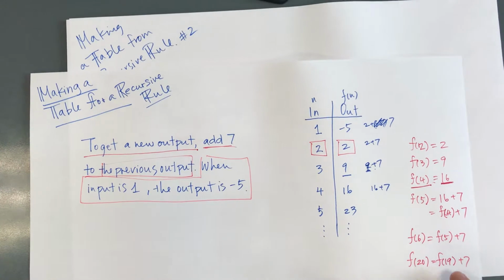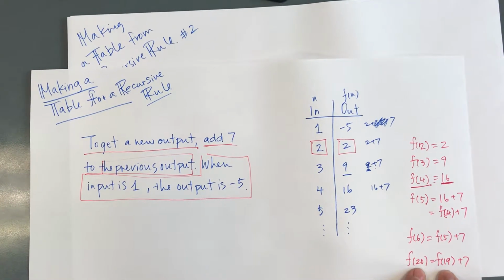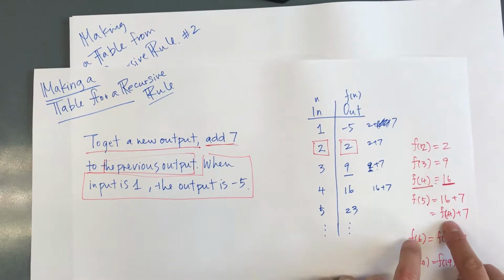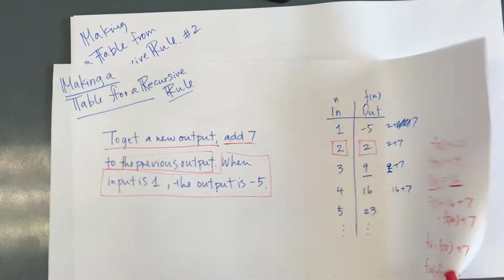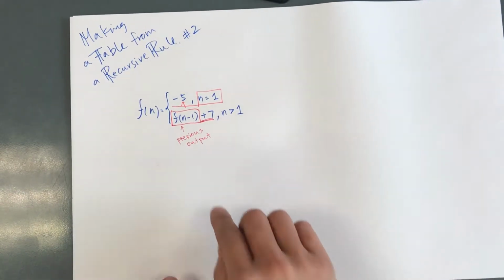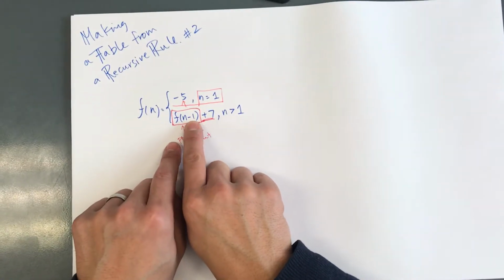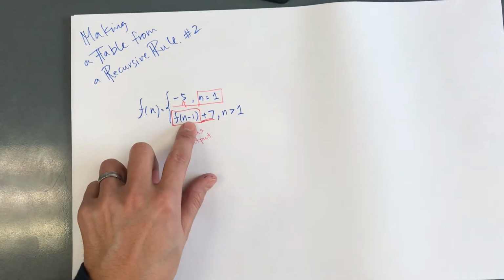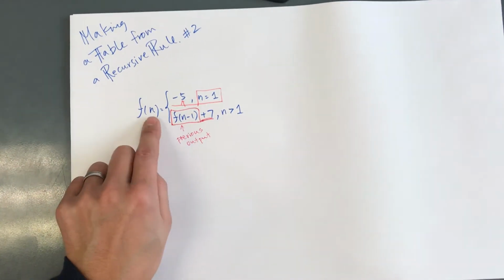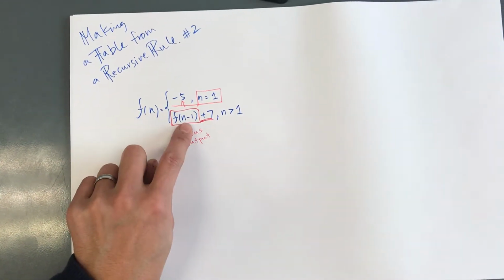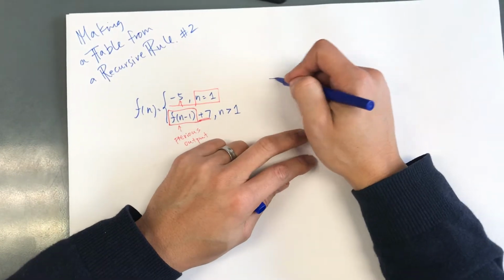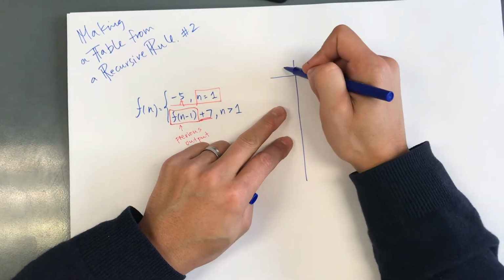Now you realize that this guy is always 1 less than this guy. This guy is 1 less than this guy. This guy is 1 less than this guy. So if you look at it in the general form, this guy is 1 less than this guy. So that's why you have n minus 1 here. So if this is f of 50, then this is going to be f of 50 minus 1. So the table is going to be exactly the same.